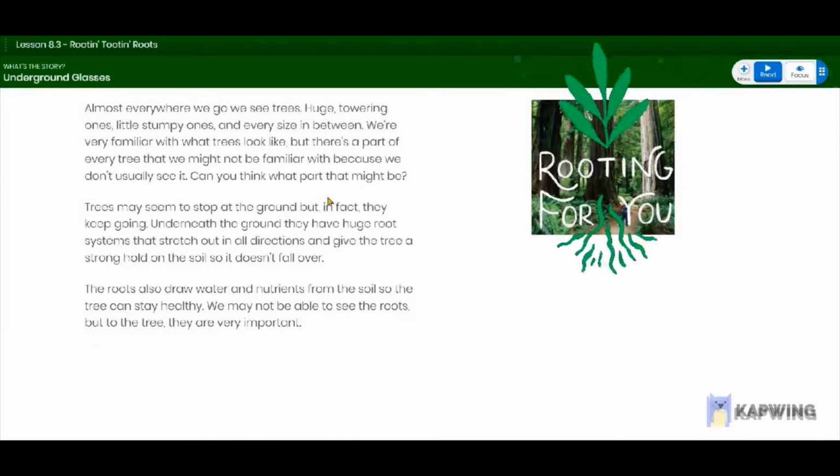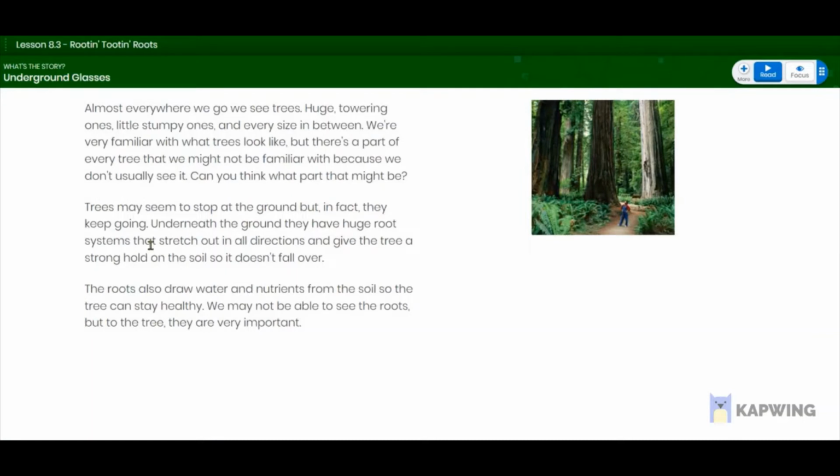Trees may seem to stop at the ground, but in fact they keep going. They keep going deep into the soil. Underneath the ground, they have huge root systems. Root systems is the key word, and that's what we're discussing mostly in this lesson. Those root systems stretch out in all directions and give the trees a strong hold on the soil so it doesn't fall over. So it helps the tree stand nice and tall.